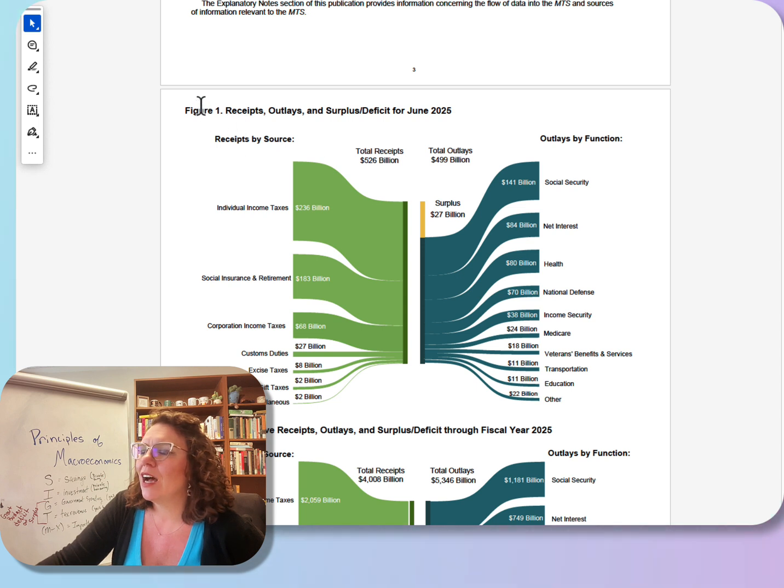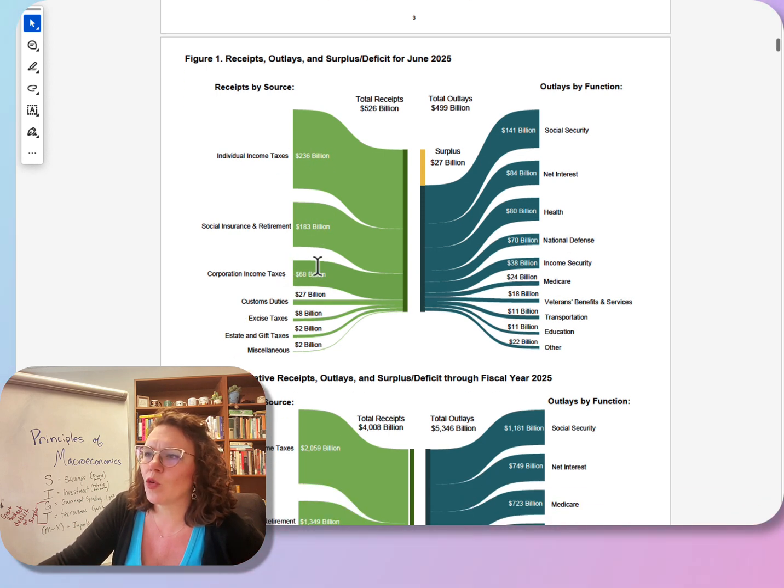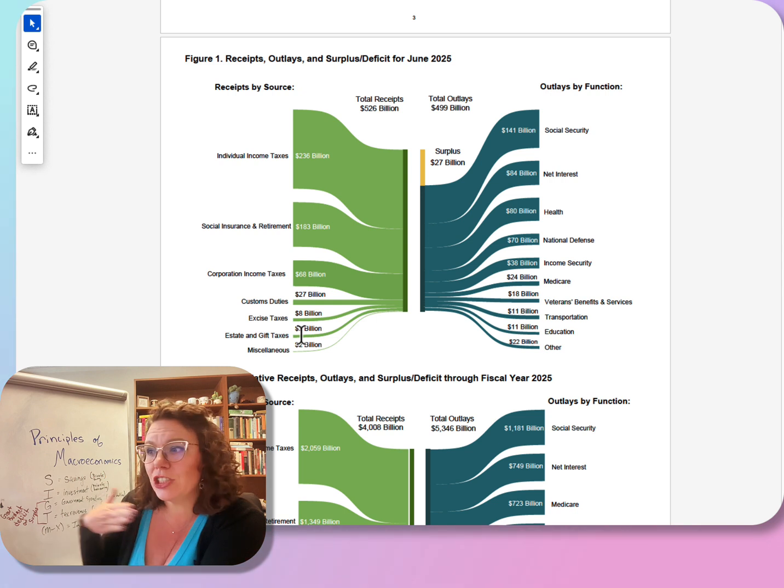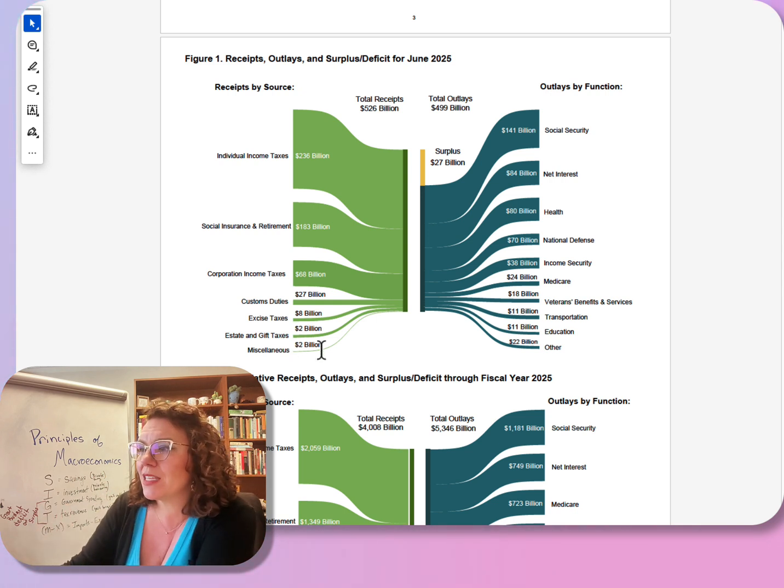So here we see for just the month of June, the receipts. We've got individual income tax, social insurance and retirement expenditure, money coming in from corporations, from duties and excise taxes. These are going to be monies that are coming from maybe purchases in other countries, estate taxes and gift taxes, money that is taxed on exchanges and transfers of wealth within the country, and then miscellaneous. And so that's all the money that our government received in June of 2025. That's $526 billion in June of 2025.